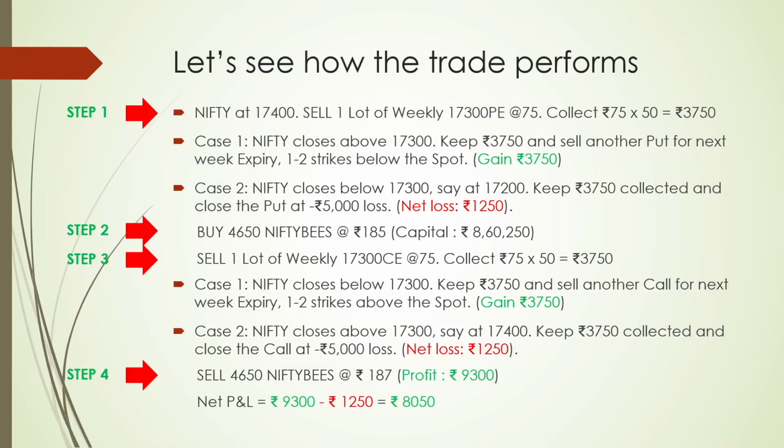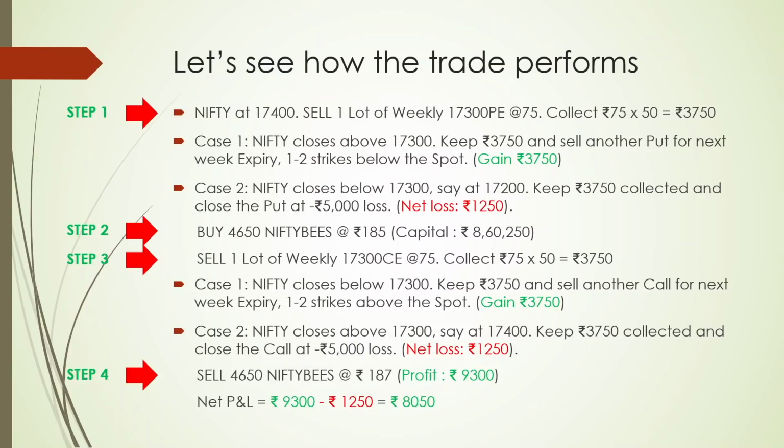So what is your net profit and loss for this step 3? You have 9,300 rupees which you have profited in Nifty Bees, and you booked a loss of 1,250 rupees on the call. So your net profit is about 8,000 rupees. If you reduce the brokerage, it will be about 8,050 rupees.